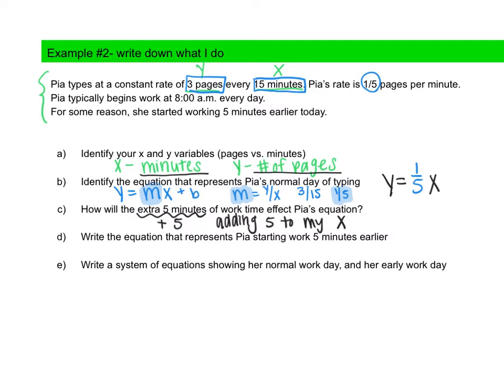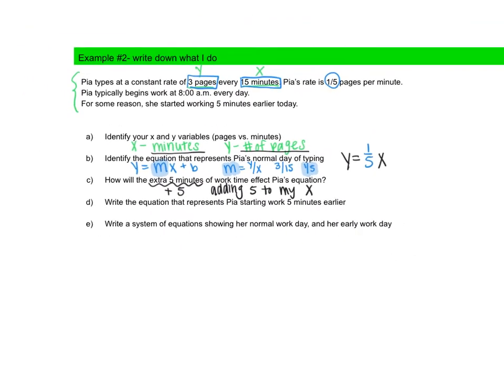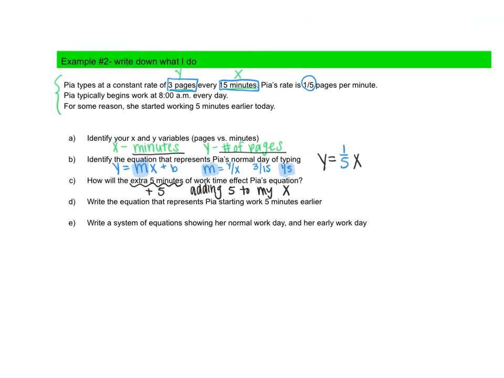So D says, write an equation that represents what just happened, adding that extra 5 minutes to your x. So if she starts 5 minutes earlier, it's going to change her equation, because it's now going to say y equals 1/5. But now we have to add 5 to our x. So we take our x, we're adding 5 minutes.